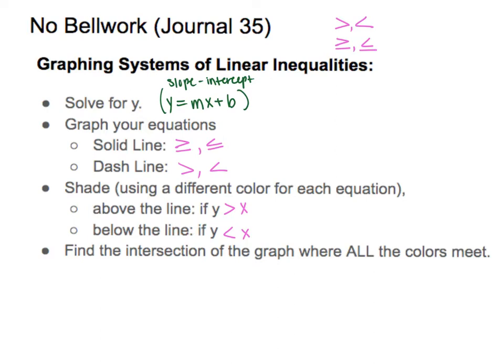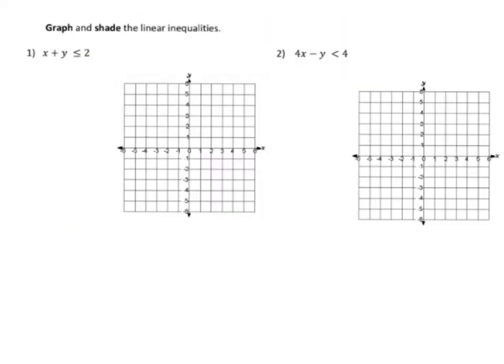And then when you graph your lines, you want to look for those intersections. So basically, where do all the colors meet up if you're graphing more than one equation? We're going to start off by graphing just one equation, and then we'll graph two. Okay, so in this slide, you can see I just have one equation for each problem that we're going to graph, but I did put them in standard form.